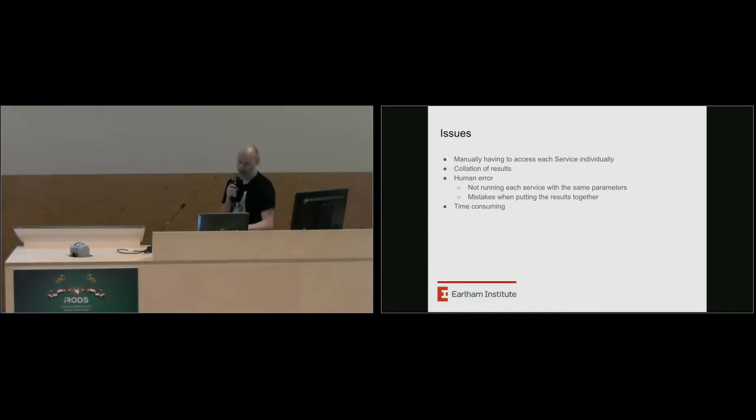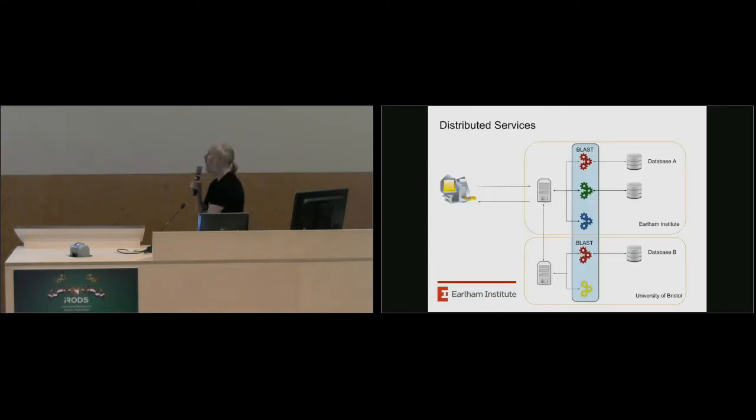So how do we try and solve that? By having our Grassroots servers connected together, they become a set of distributed services, so that if you log into the Earlham Institute, you see all of the services available at our place, but also all the ones available at Bristol. And similarly, if you log into the University of Bristol, you get exactly the same list. In iRODS speak, it's like federated zones. It doesn't matter what entry point you use, you see the same list of services.